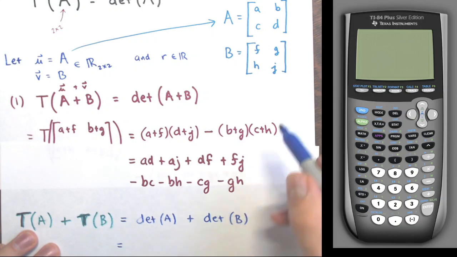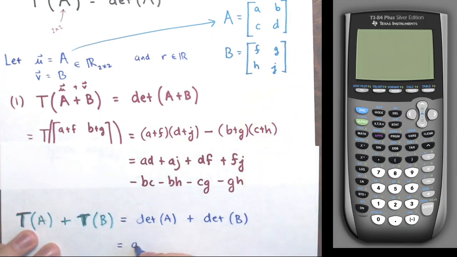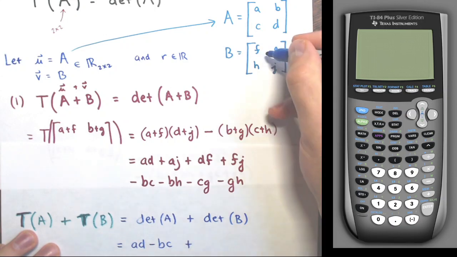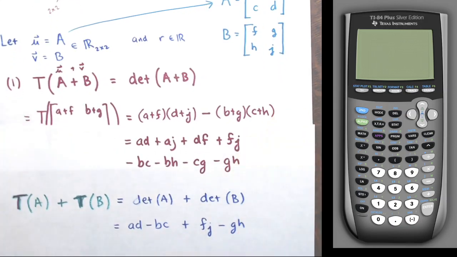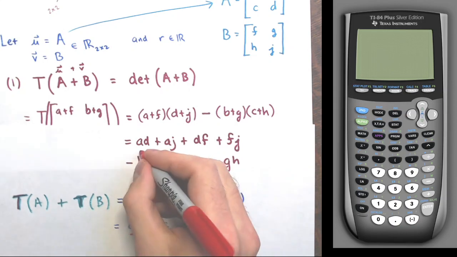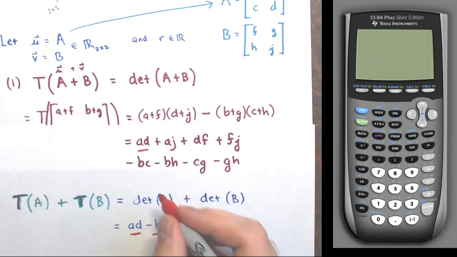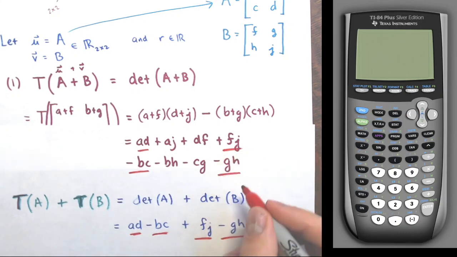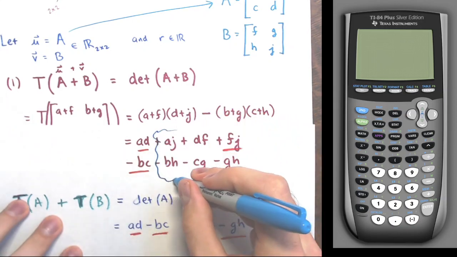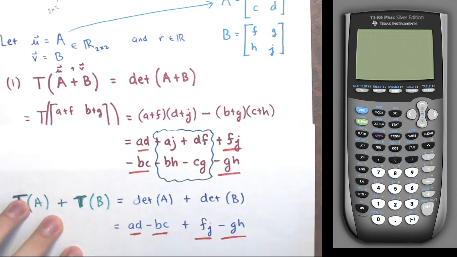Determinant of A would be ad minus bc, plus determinant of B, fj minus gh. And that's it. So look at these expressions. ad here, sure. ad there, great. Negative bc, wonderful. Negative bc. Positive fj, negative gh. What about all that junk? What about all this? Where are those terms?